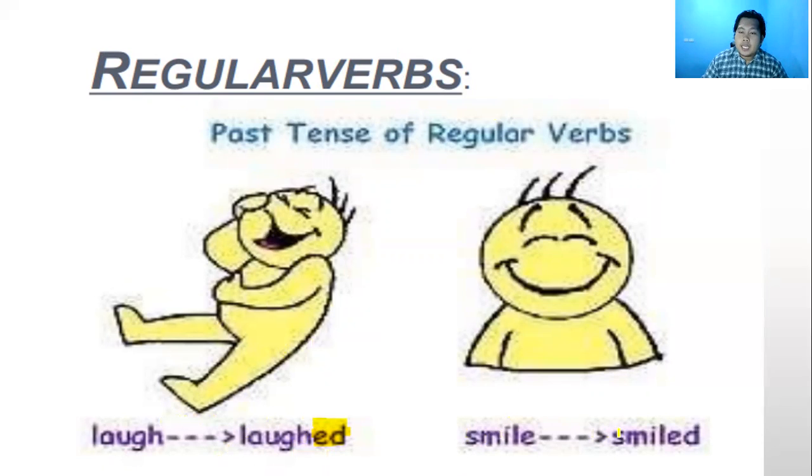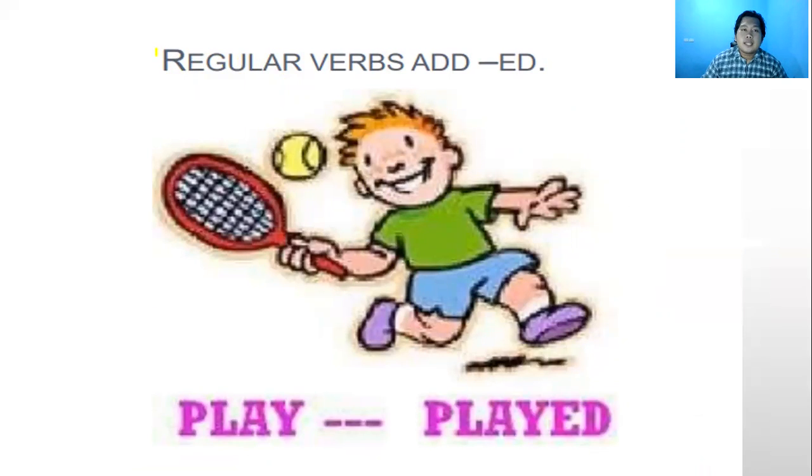Another, we have here smile. We added d at the end of the word to make it past tense. So to make a regular verb in the past tense, we have to add ed at the end of the word. Okay? So for example, last one, play, plus ed is equal to played. Did you follow? Can you follow?